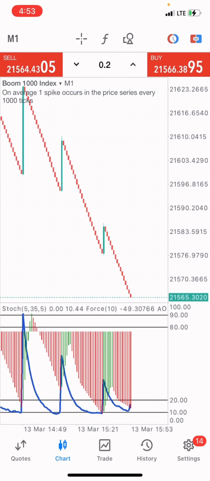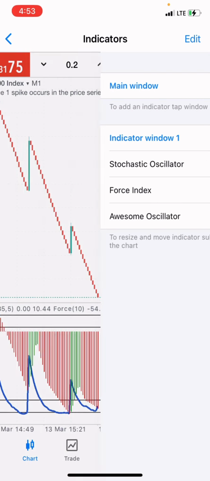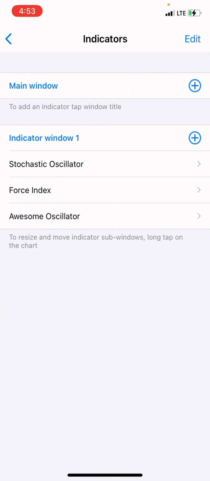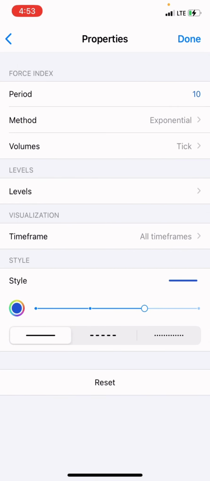When you're done with that, just click done and you would have your setup already. The next one should be the first index, period of 10, method exponential, volume stick. Levels are not needed. Time frame visualization, please use the color that would be visible on your chart. You can simply use the color as I'm using on my own charts.